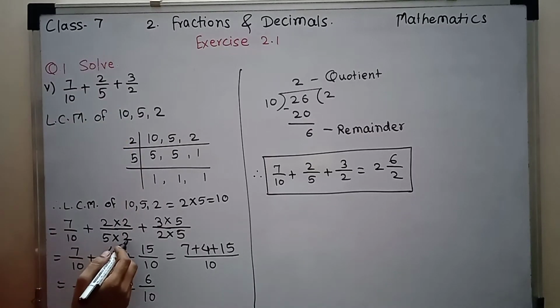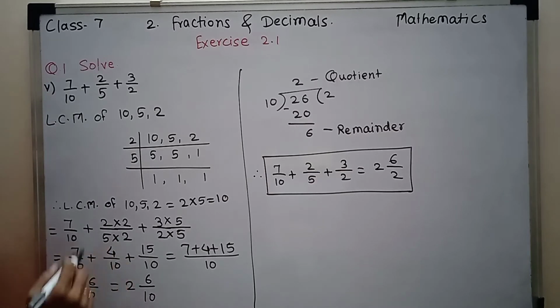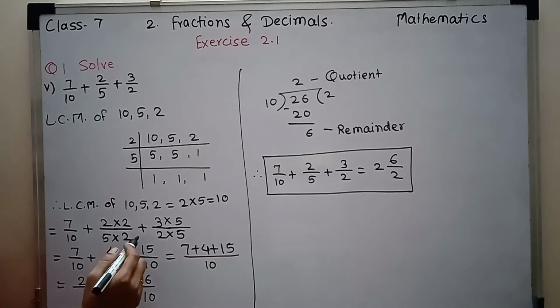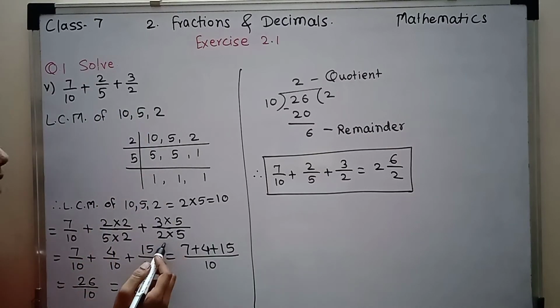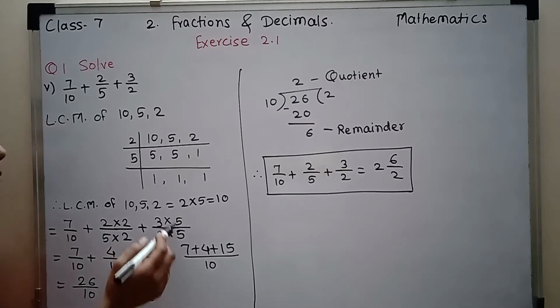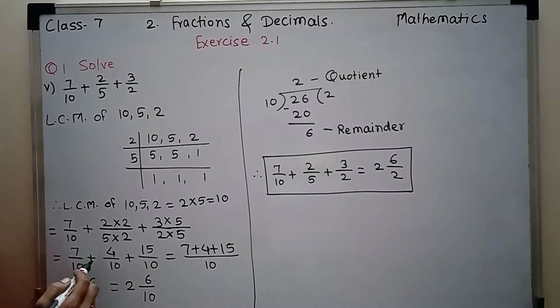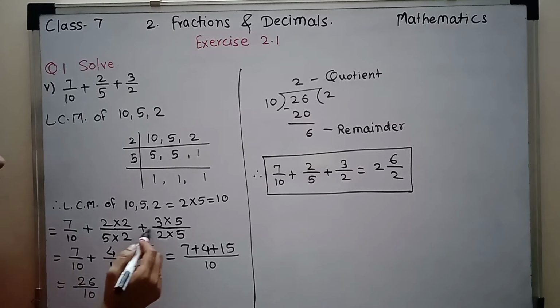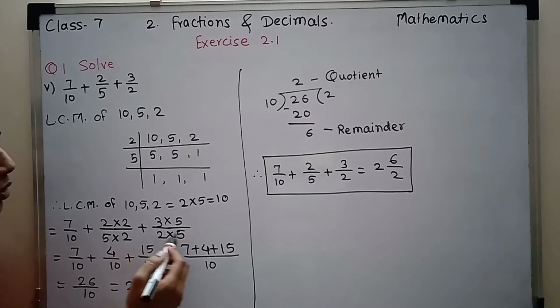So to get 10, we should multiply the denominator by 2. As we multiply the denominator by 2, we should multiply the numerator by 2. Plus, here we have 2, so we should multiply by 5. As we multiply the denominator by 5, we should multiply the numerator by 5. So what do we get?